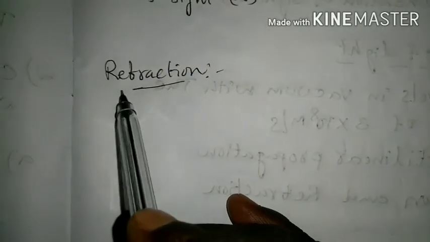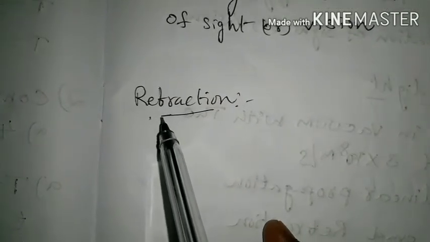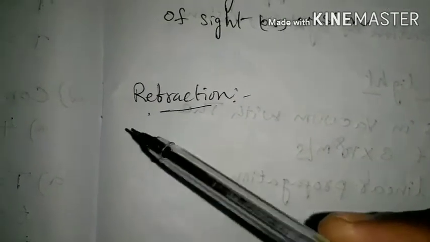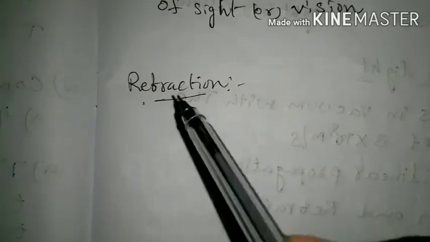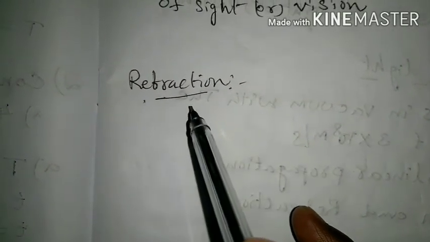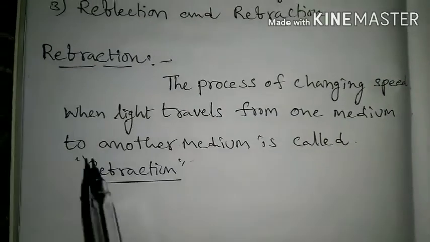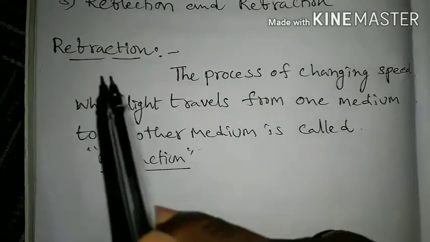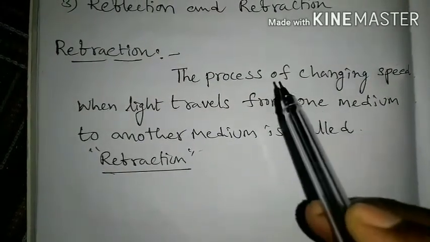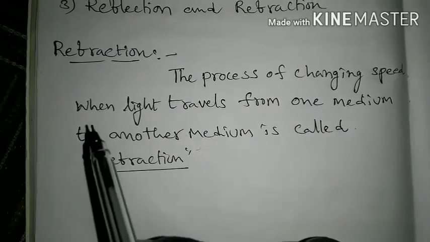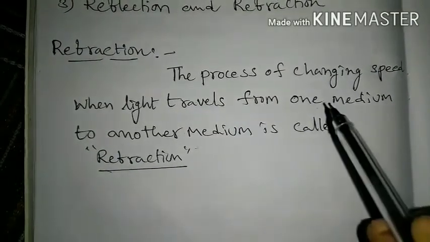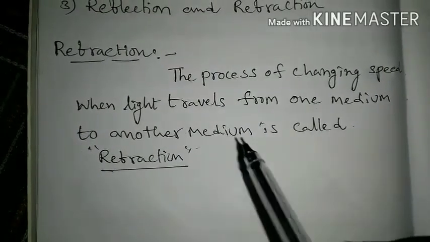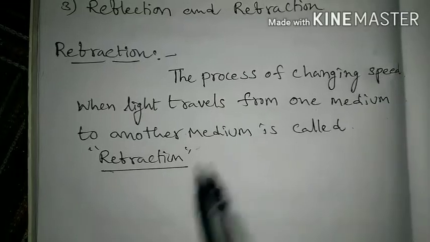Definition of refraction. The process of changing speed when light travels from one medium to another medium is called refraction. This is the definition. I have written the definition. See the definition.